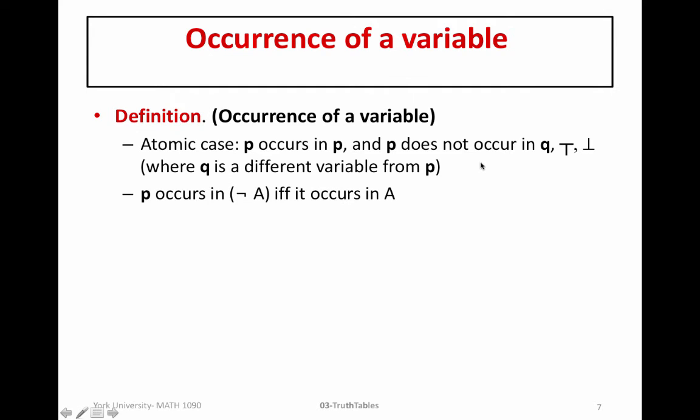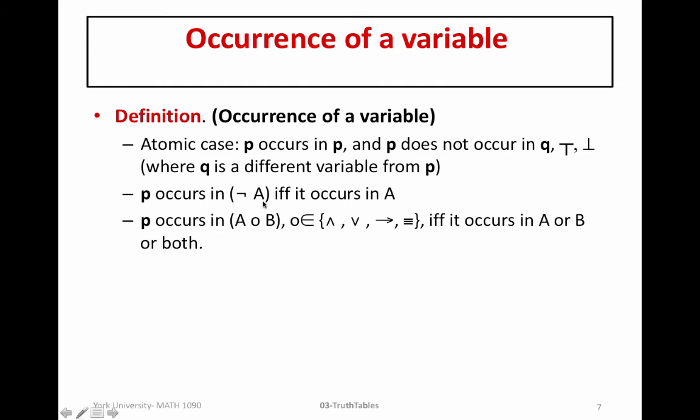Okay, then the next step, P occurs in not A if and only if it occurs in A. So in order for it to occur or appear within this well-formed formula defined by not A, it must appear or occur in A. And finally, in order for P to occur or appear in A circle B, where circle is any of these connectives, it must occur in either A or B, or it could be in both. So simply, occur means that it is there somewhere in the formula. So again, we're just formally defining this, going through the construction of a well-formed formula using the formula calculation.